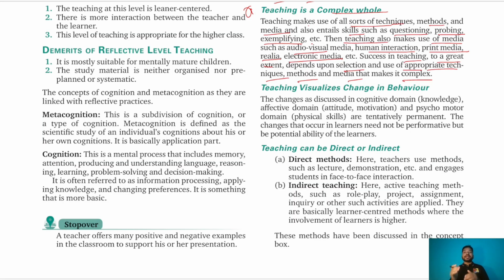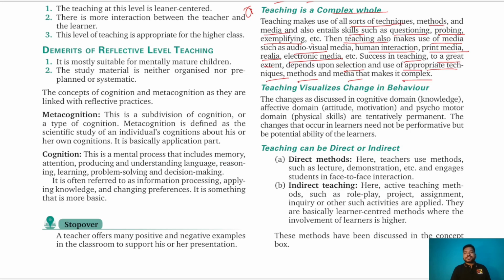Why complex? Because a lot of techniques, methods, media, and skills are used in teaching-learning activities. So many media, such as audio-visual media, human interaction, print media, and electronic media, are vividly used in teaching-learning activity. That's why it is a complex whole.